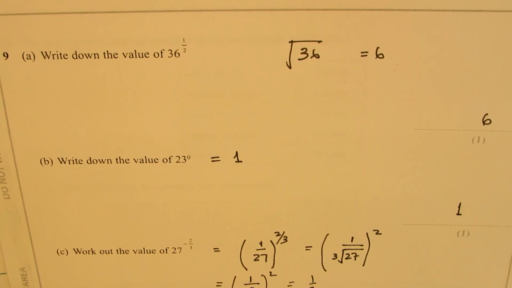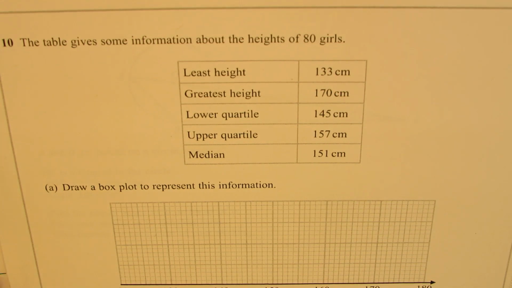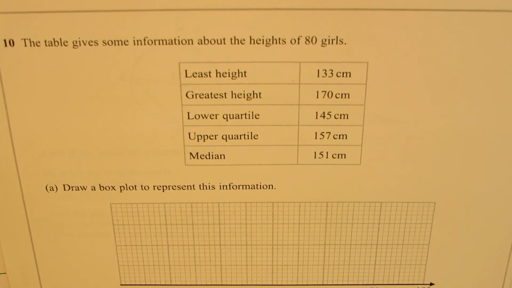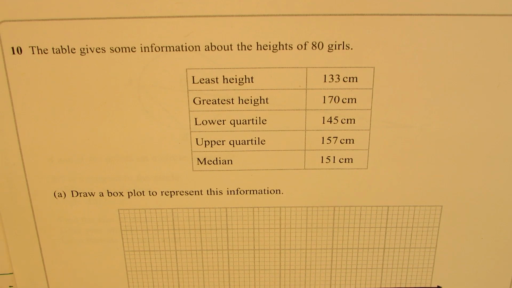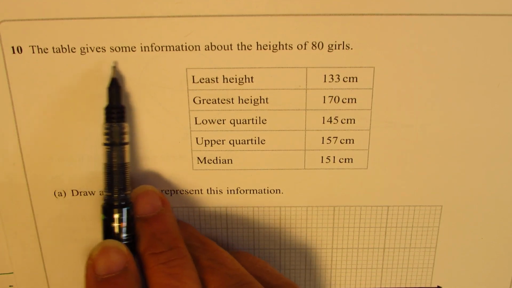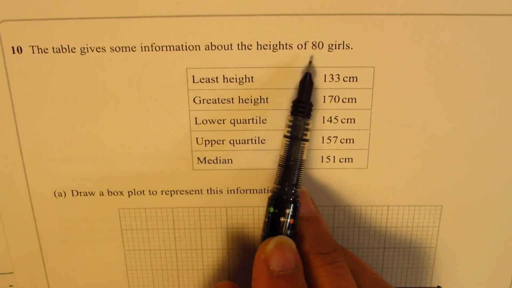So that one was simple. Let's move on and take the next question. Question number 10. I'd like you to pause the video, read the question, and then draw the box plot. Question 10 is, the table gives some information about the heights of 80 girls.